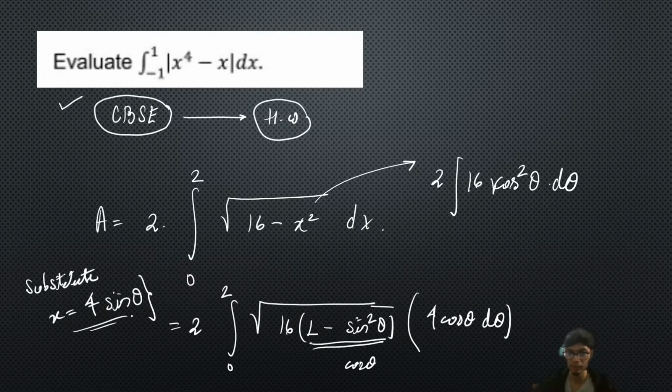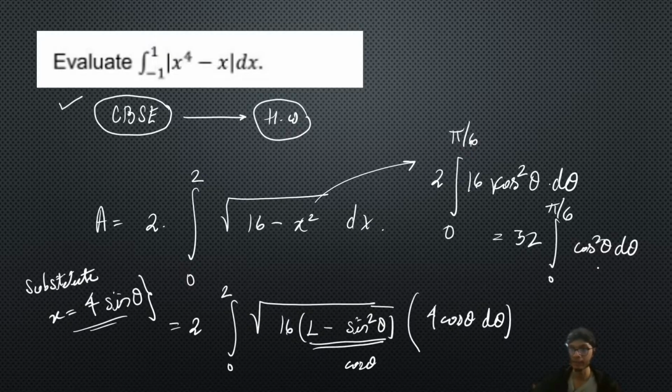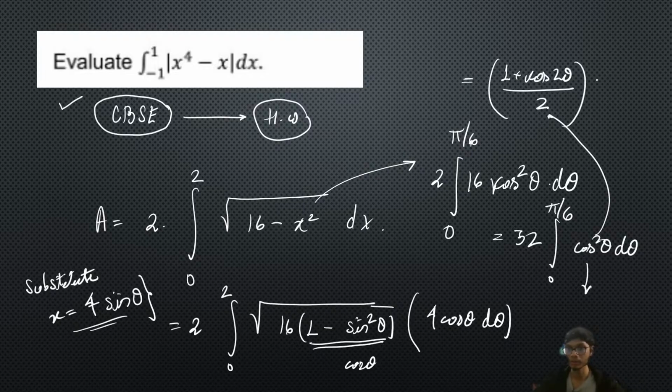And if we look at the limits, the limit is basically from 0 to, now if x is equal to 2, theta is equal to pi by 6, right? So from here we just evaluate this part. So this is going to be 32 times the integral from 0 to pi by 6 of cos square theta d theta. Now I can again use a simple trigonometric formula. So I can write cos square theta as 1 plus cos 2 theta divided by 2, right? That is just by the half angle transformations. I hope you remember, right?